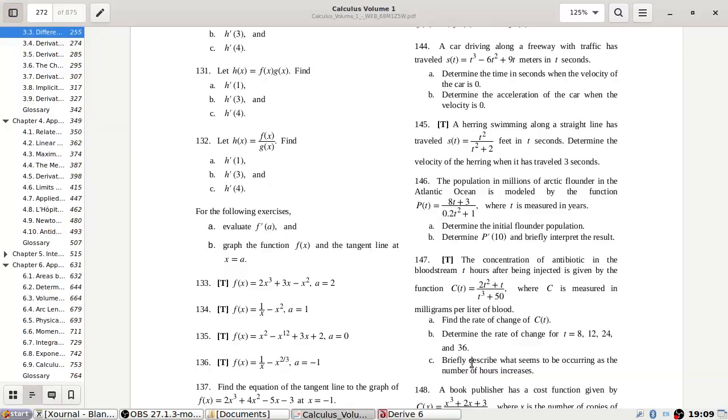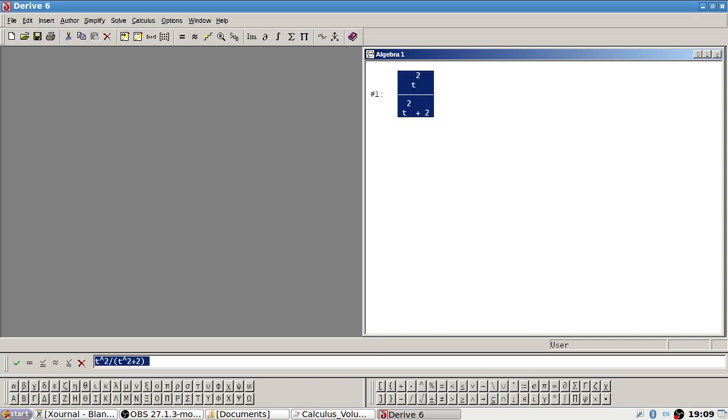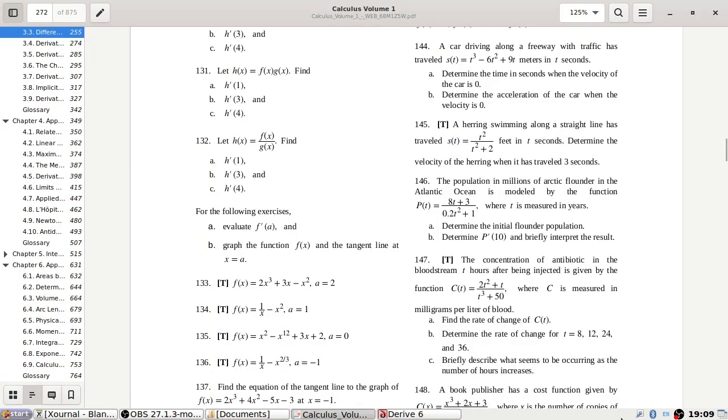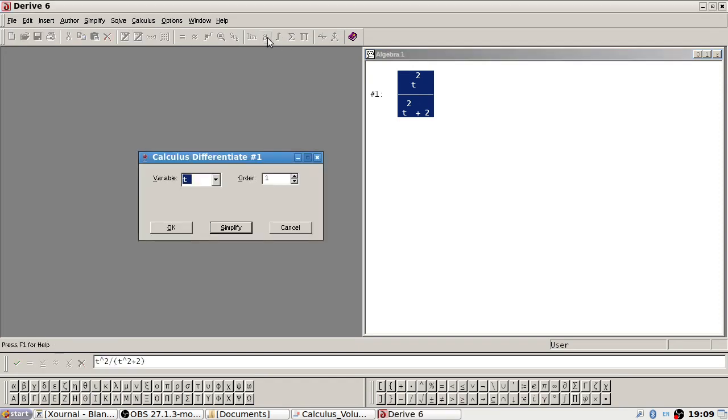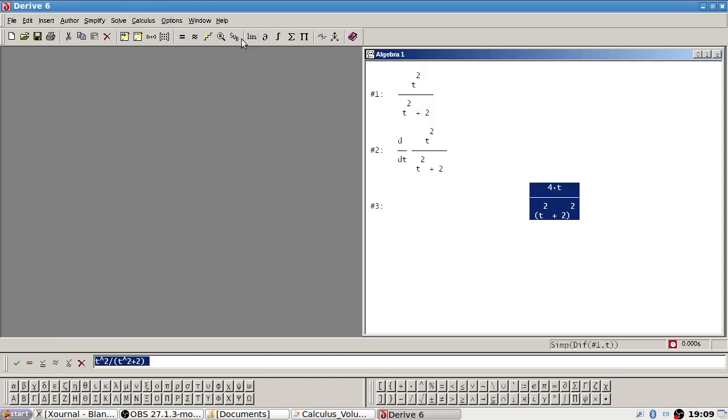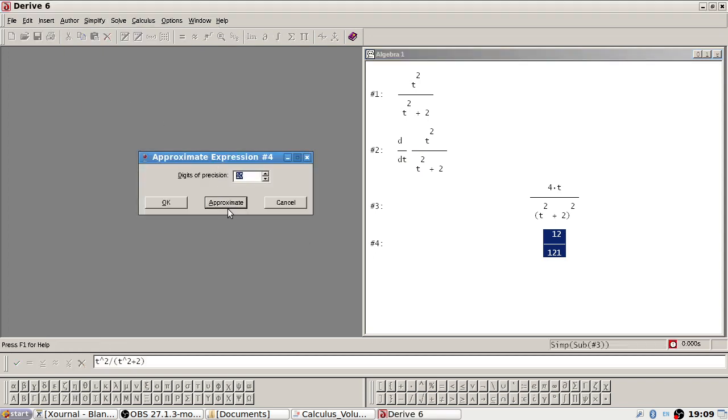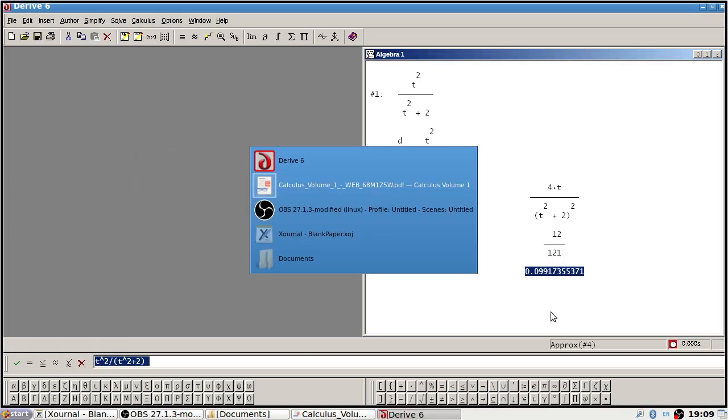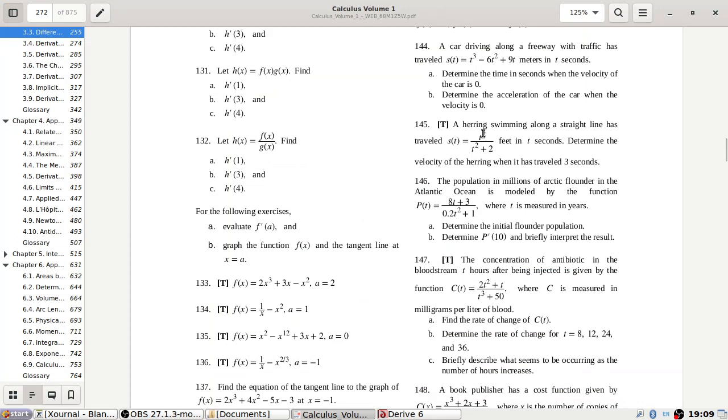T squared over T squared. Determine the velocity of the heron when it has traveled 3 seconds. Okay. Right, there we go. That's the velocity of the heron, swimming along a straight line. Yep, that's it.